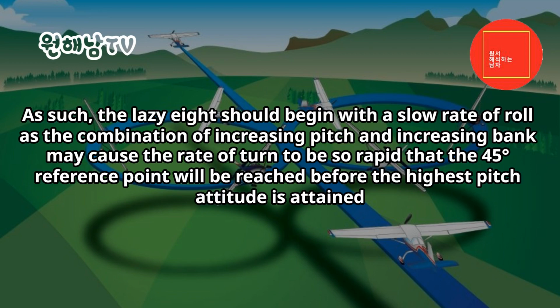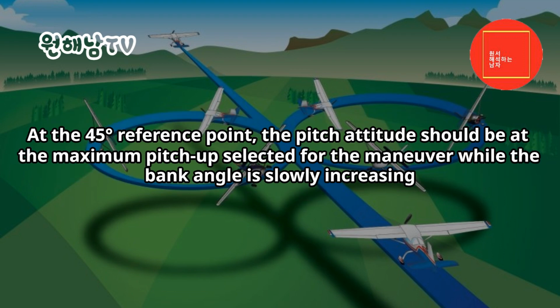As such, the Lazy 8 should begin with a slow rate of roll, as the combination of increasing pitch and increasing bank may cause the rate of turn to be so rapid that the 45 degrees reference point will be reached before the highest pitch attitude is attained. At the 45 degrees reference point, the pitch attitude should be at the maximum pitch up selected for the maneuver while the bank angle is slowly increasing.